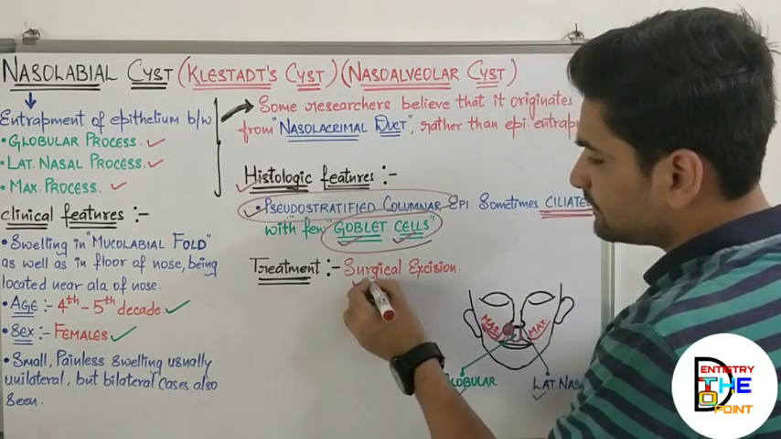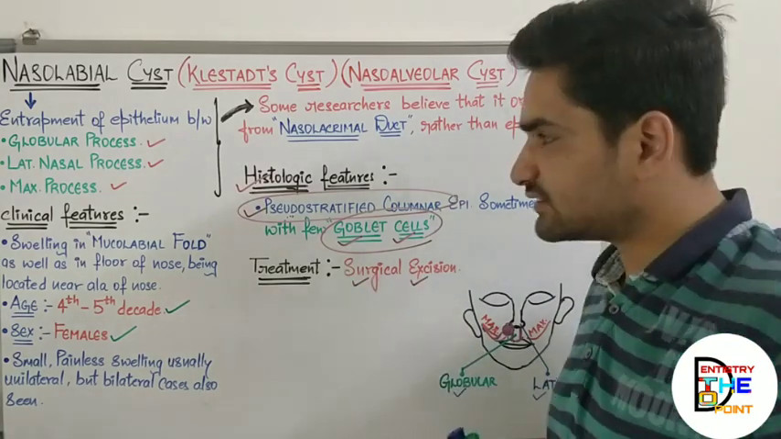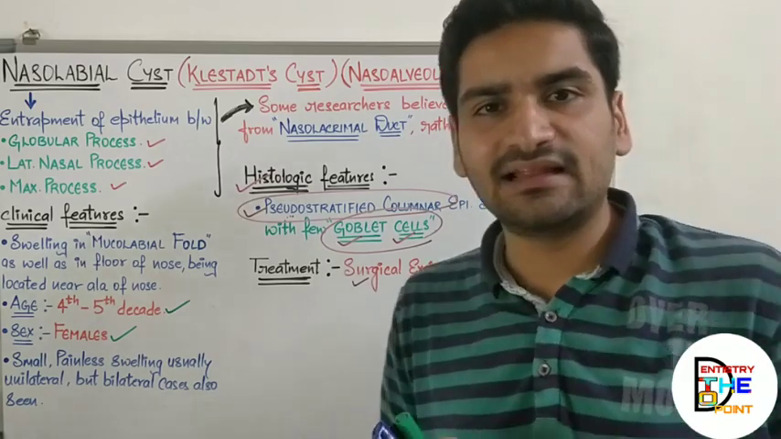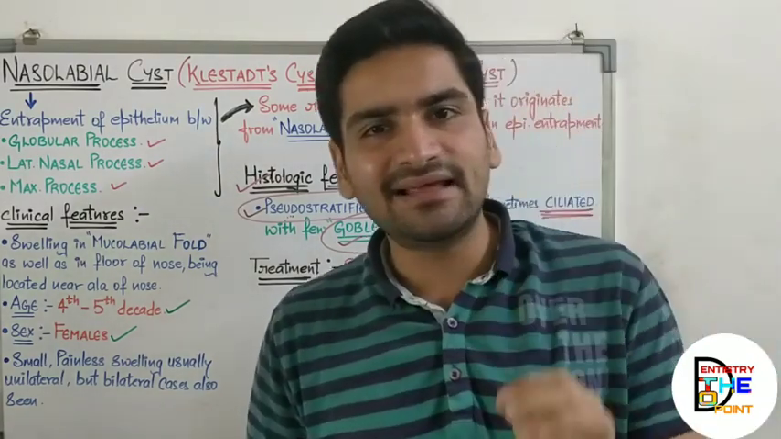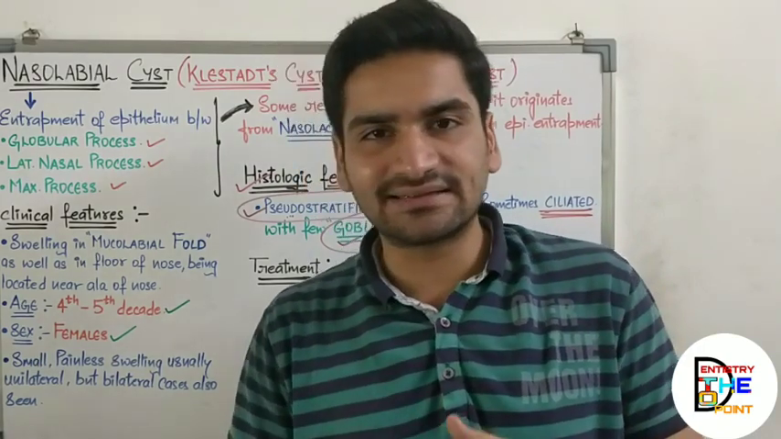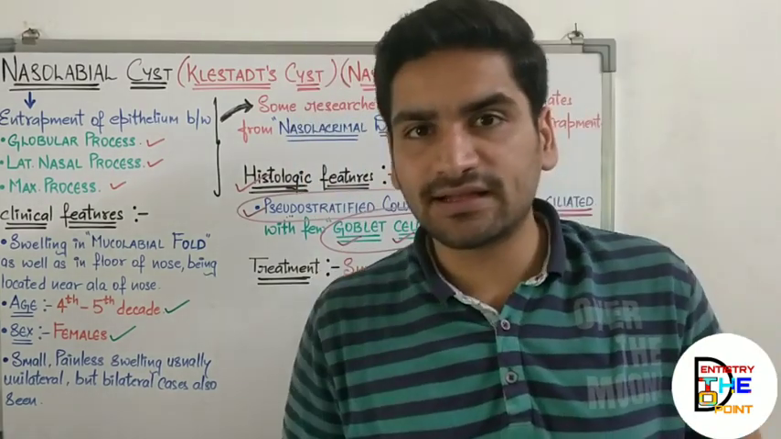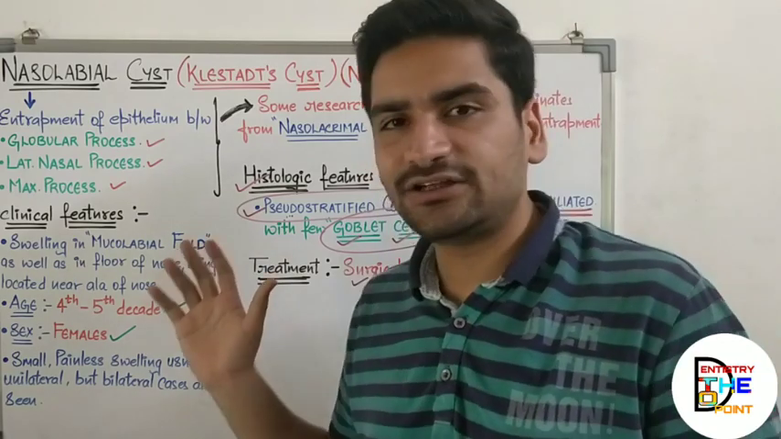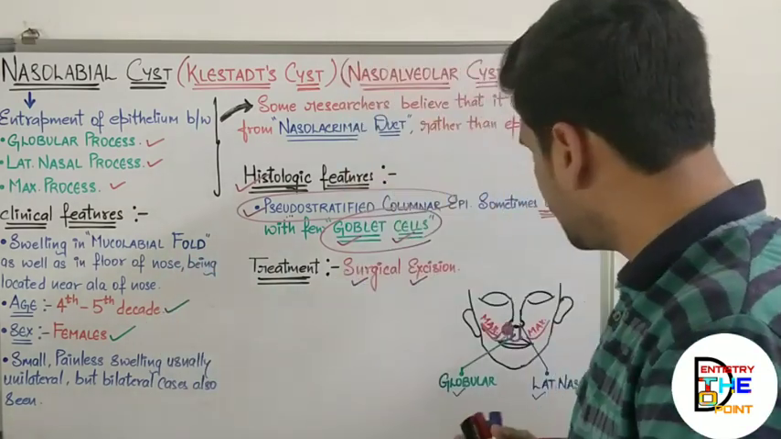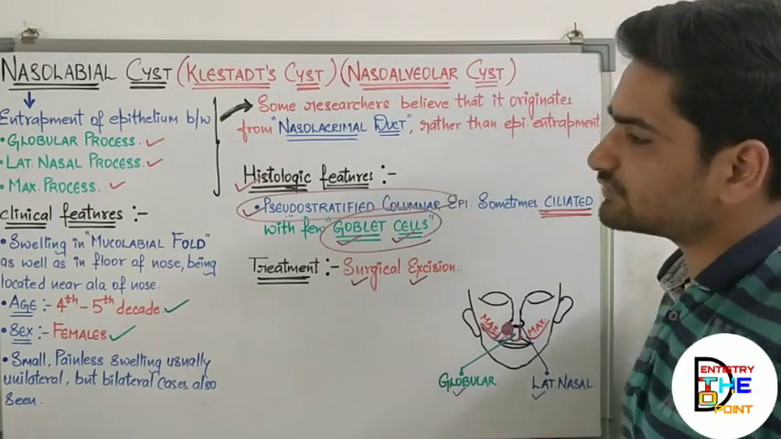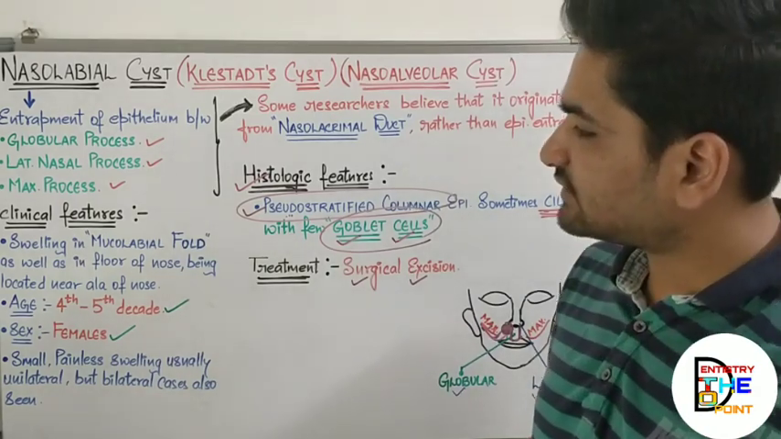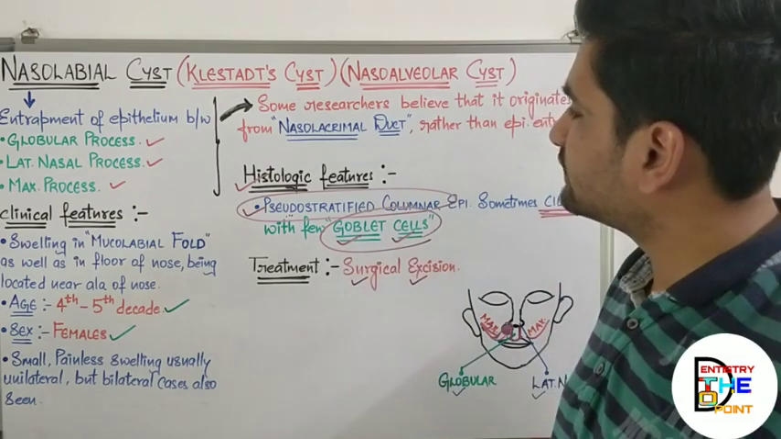Lastly, treatment is surgical excision. The surgical excision should be clean and clear, because this is considered to be an aesthetic area. So a neat and clean scar should be given to excise the cyst. So this is all about the nasolabial cyst. It is a very short cyst. You just need to remember between the three processes, that is globular process, lateral nasal process and maxillary process. Age, sex, site, everything is clear.